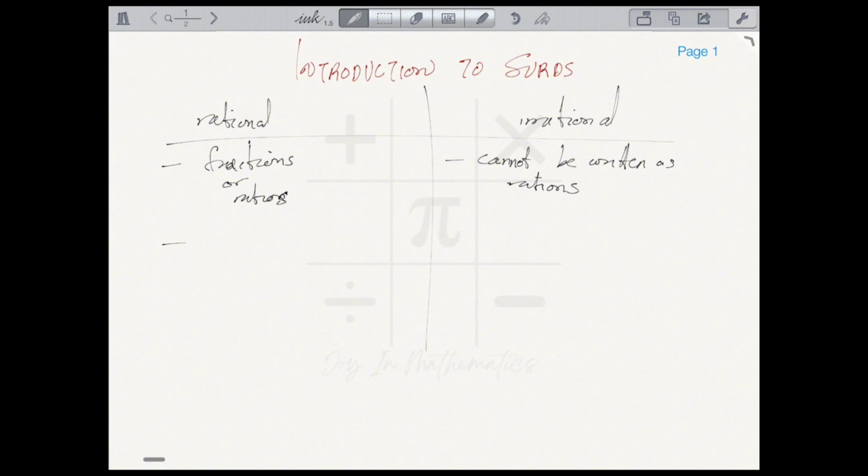Now let's take a look at rational numbers. Let's say 5 over 1 is a rational number, 2 over 3 is also a rational number, 7 over 3 can be a rational number. Now we can also say 5 divided by 2 is rational because they are expressed as fractions or ratios.